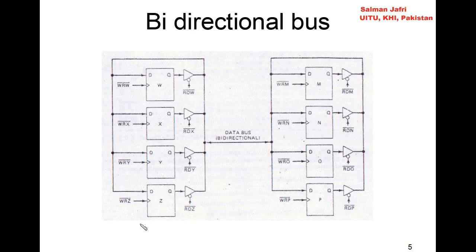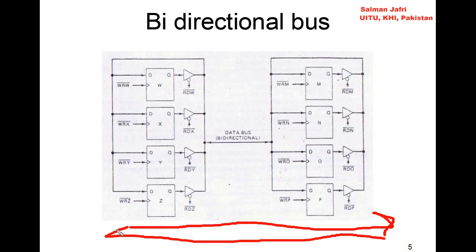So information can flow from left hand side to the right hand side, and this would happen when any one of this register is read and when any one of this register is written. And on the other hand, we can read any of the registers on the right and write any register on the left. In that case, when the right hand side is written and the left hand side is read, the information flow would be in the opposite direction. So now we can see that we have a bidirectional data bus.